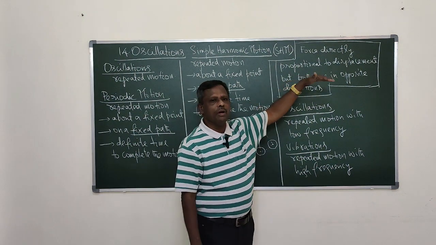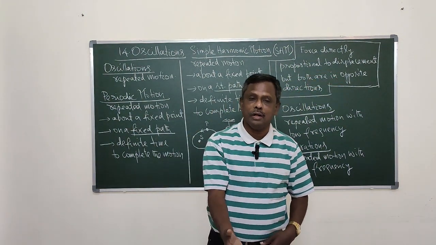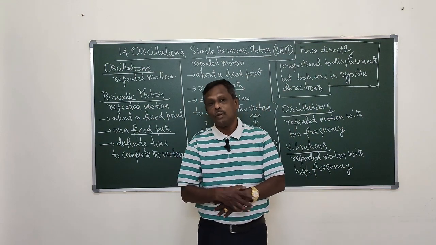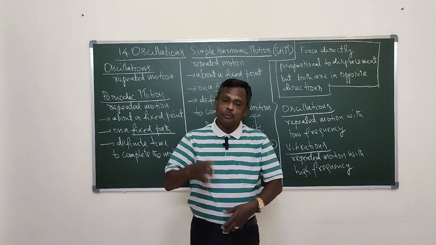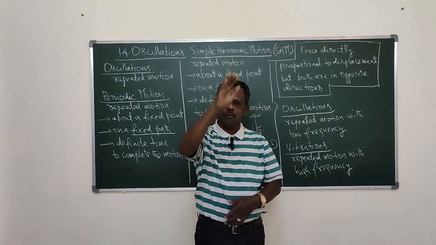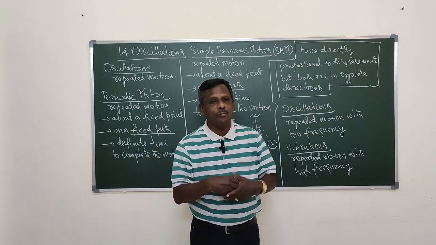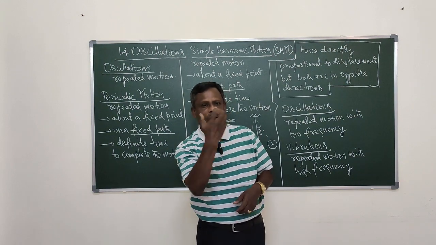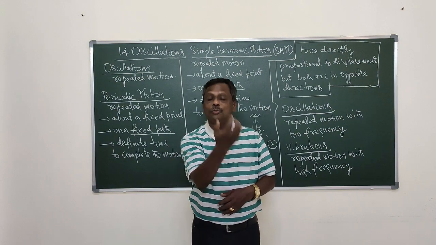When the body makes simple harmonic motion, the force acting on the body must be a restoring force. Why is it a restoring force? Because suppose the body moves and the force is also applied in the same direction as the motion. What will happen? The body will go away and won't come back. So in order to repeat the motion, the force should bring the body back to the original position. That's why the force must be a restoring force.